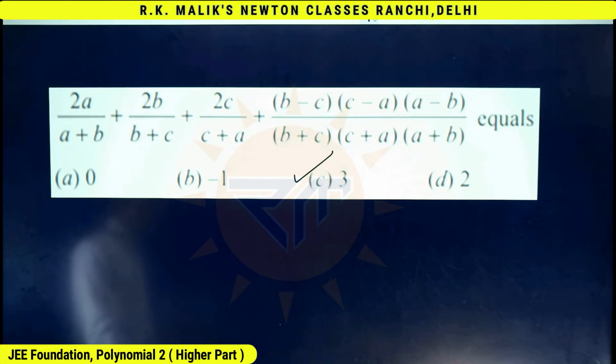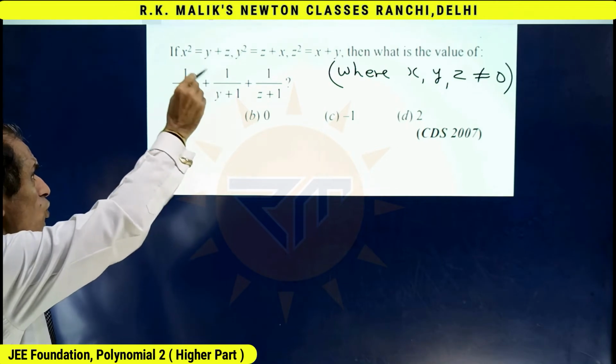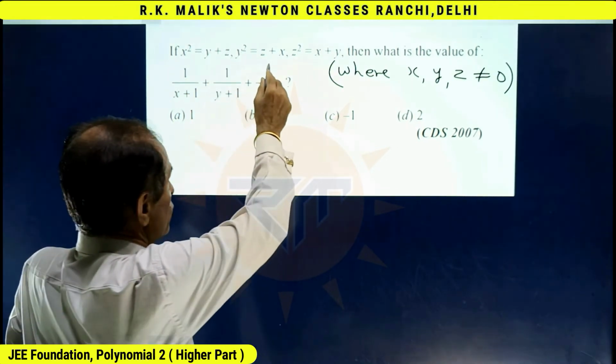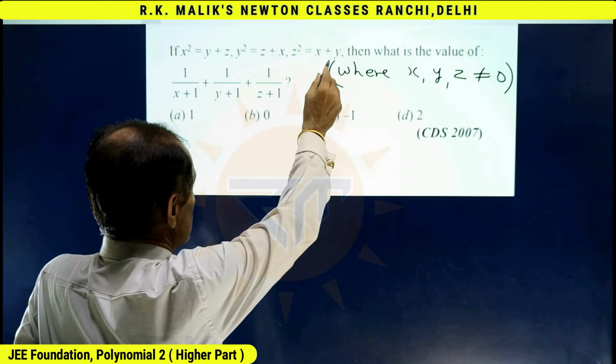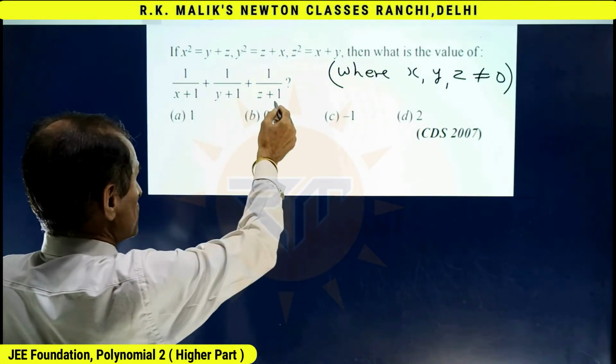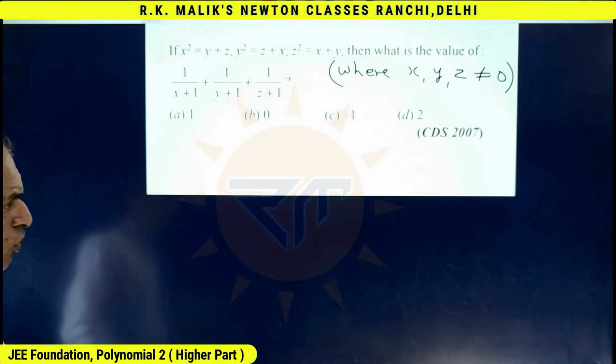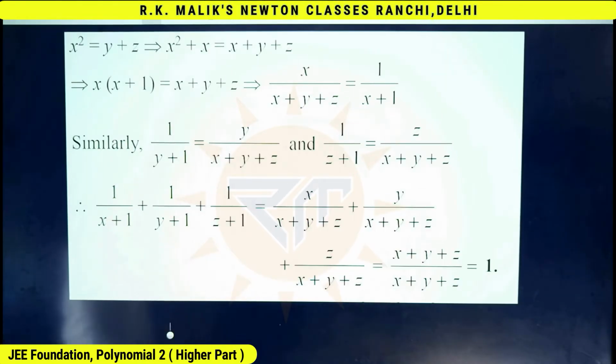Isn't it very simple? In this question it is given to us that if x square equal to y plus z, y square equal to z plus x, z square equal to x plus y, then what is the value of this expression where x, y, z are all non-zero? The normal way of doing this question is lengthy and difficult both. You can see this was the solution given in the book from where I had taken this question. You can see it is both difficult and lengthy.